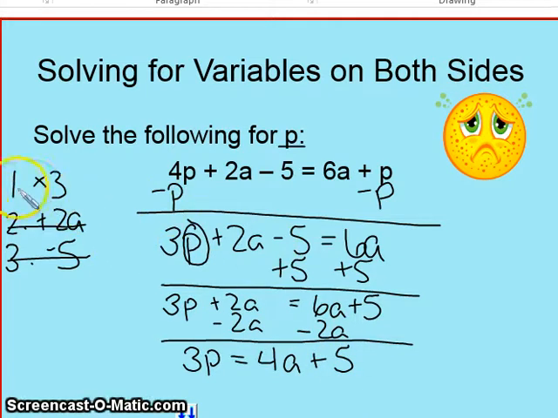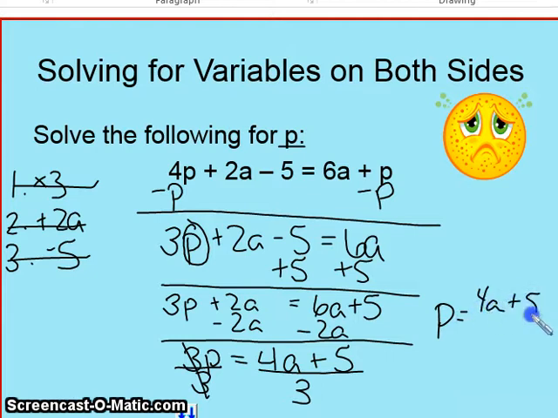And then the first thing I said I would do would be to multiply by 3. So the last thing I'm going to do is divide by 3. That would cancel out on this side. And over here, divided by 3. That takes care of that. And so I have p equals 4a plus 5 all over 3.